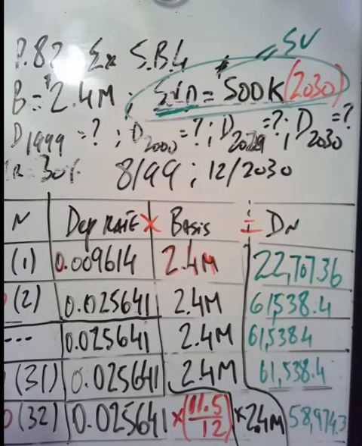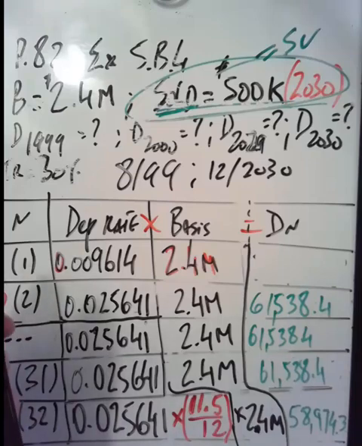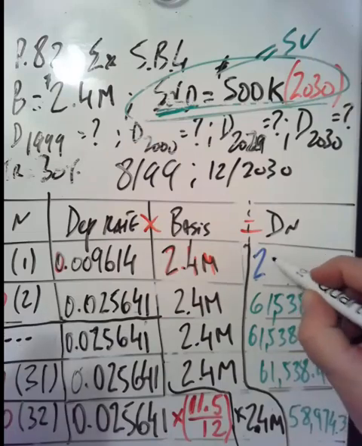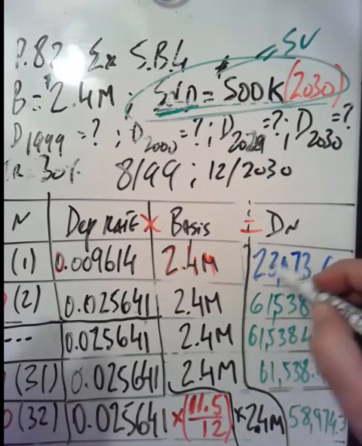So this number was actually wrong. This is the multiplication, but somehow I messed it up. And you should have here 23,073.6 is the actual number.